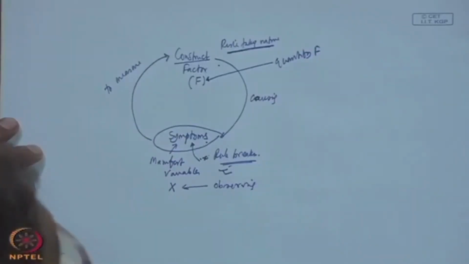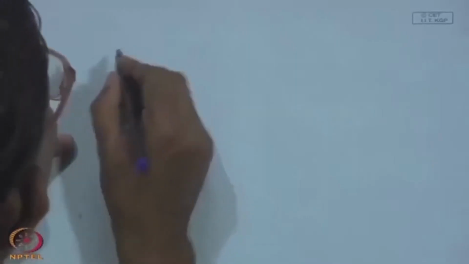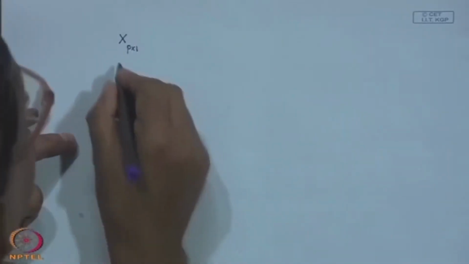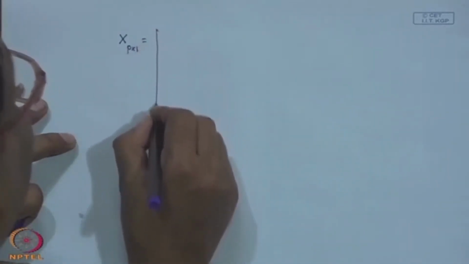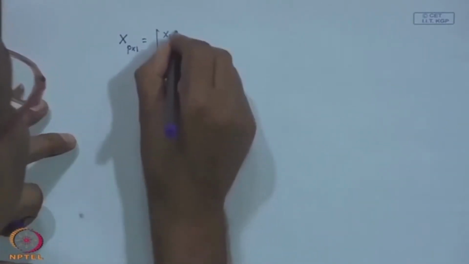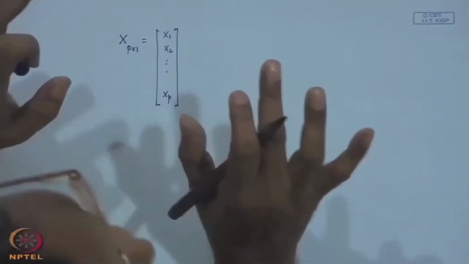Getting me? You are observing this, so that means we can say something like this: you are observing x which is p cross 1. That means this is a variable vector having p manifest variables. It is definitely coming from a population.